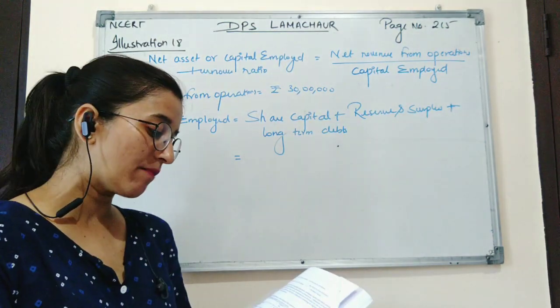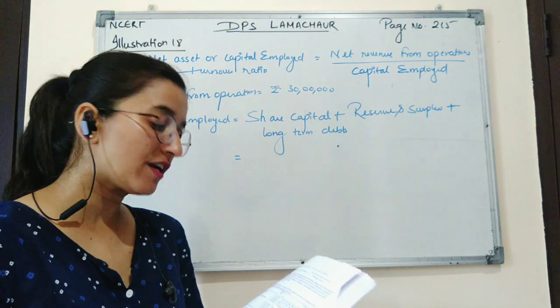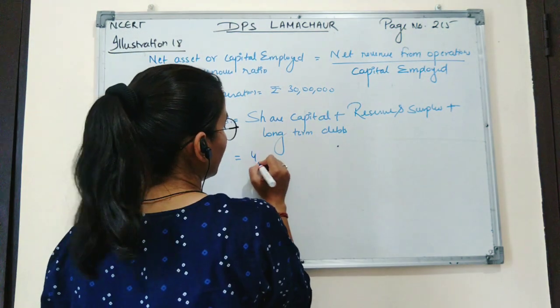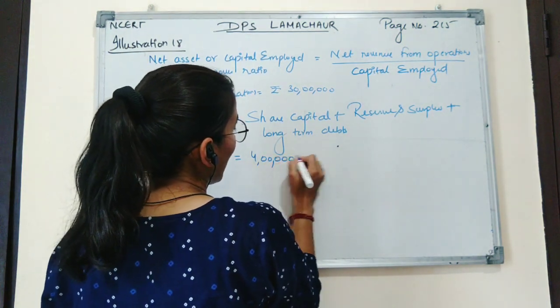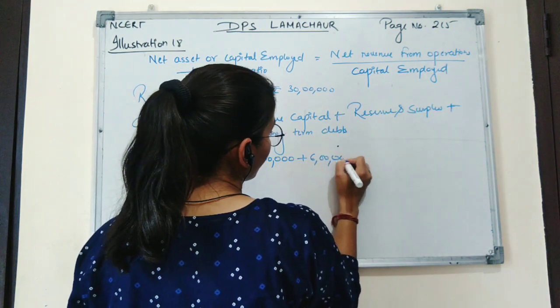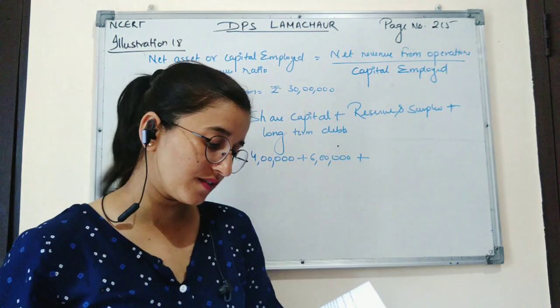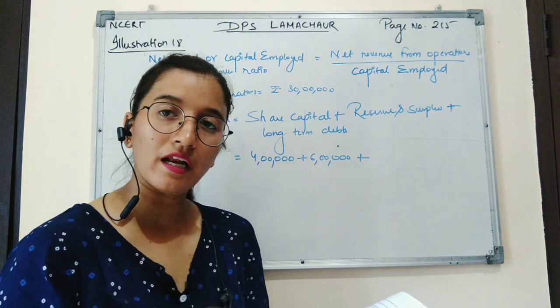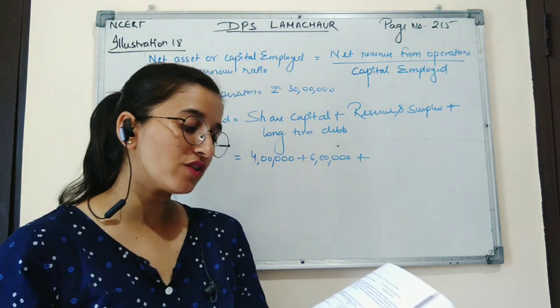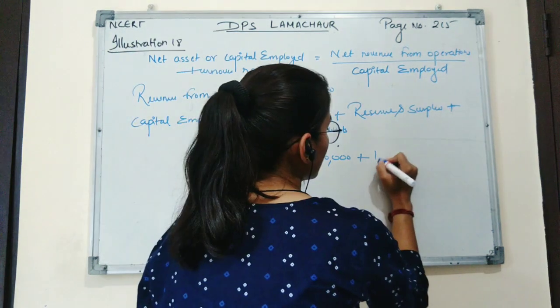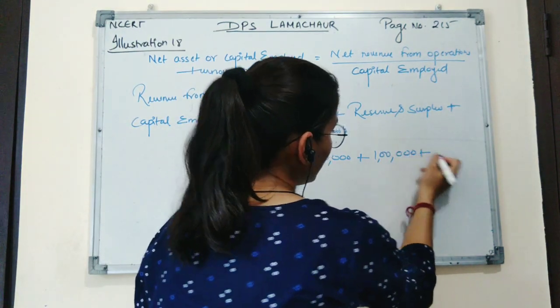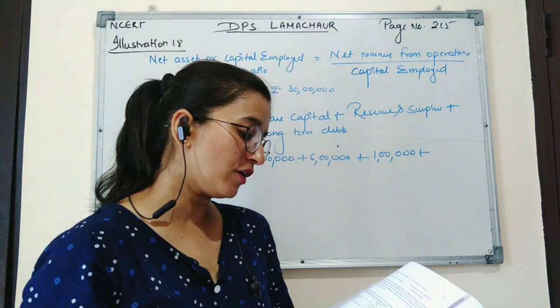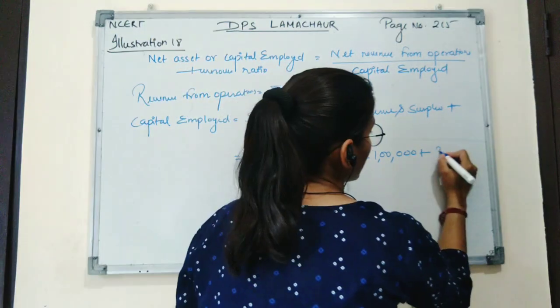Now, share capital includes preference share capital and equity share capital. Amount of preference share capital is 4 lakh and equity share capital is 6 lakh. So we will add 4 lakh plus 6 lakh. Then in reserves and surplus, general reserve and balance in statement of P&L account will be included. Amount of general reserve is 1 lakh rupees and balance in statement of P&L account is 3 lakh rupees.